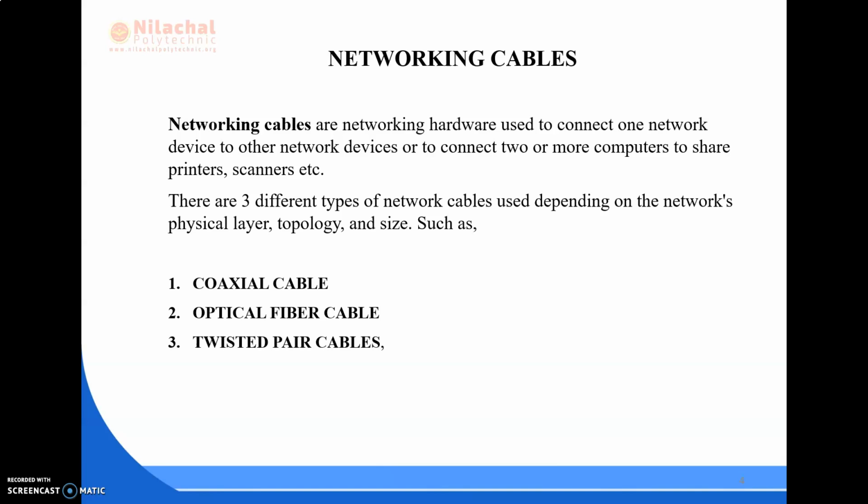Networking cables are networking hardware that are used to connect one network device to another network device, or to connect two or more computers to share resources, as we do with printers and scanners. There are three different types of network cables used depending on the network's physical layer, topology, and its size, such as: first the coaxial cables, second the optical fiber cables, and third the twisted pair cables.